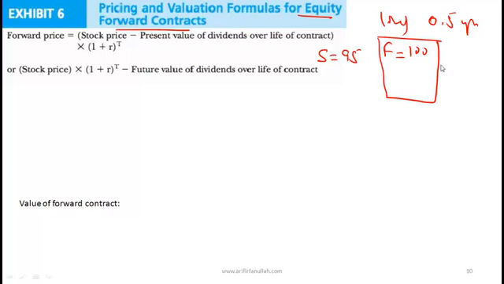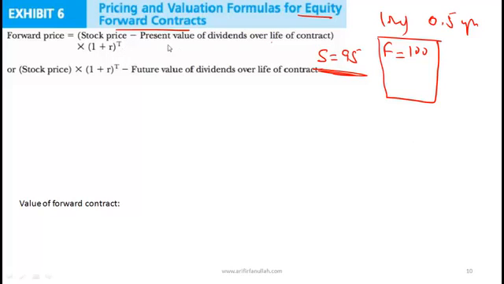Yeah, just because you have a forward contract doesn't mean you own the share, and since you don't own the share, you will not get any dividend. So the way you can think of this is the forward price that will be established is equal to the current stock price, that's like the spot price that we just talked about, minus the present value of dividends over the life of the contract, and that whole thing multiplied by 1 plus r to the power of t.